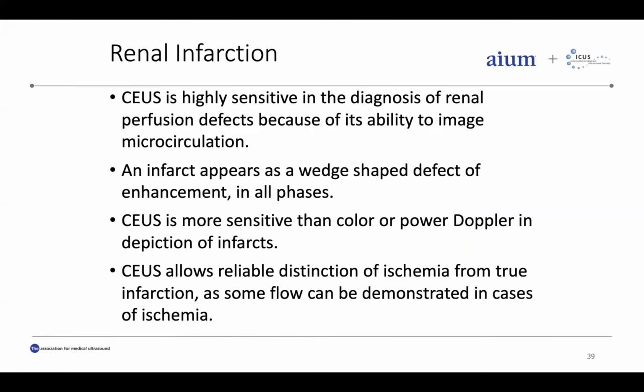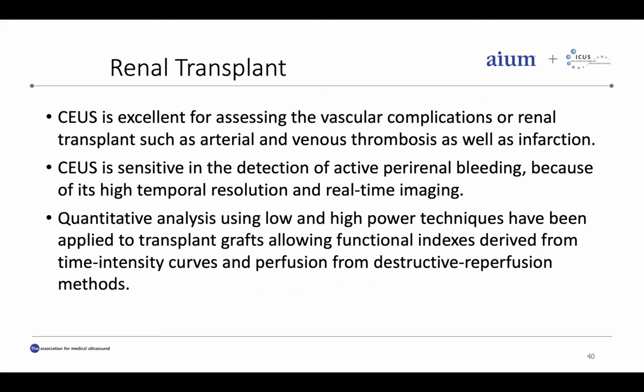So renal infarction, CUS is highly sensitive in the diagnosis of renal perfusion defects because of its ability to image the microcirculation. An infarct will appear as a wedge-shaped defect of enhancement in all phases. CUS is more sensitive than colored Doppler in depiction of infarcts, and we can reliably distinguish ischemia from true infarcts, as there'll still be some flow present in cases of ischemia. We can use this in renal transplants, excellent for assessing the vascular complications of renal transplants, such as arterial and venous thrombosis, as well as infarction.